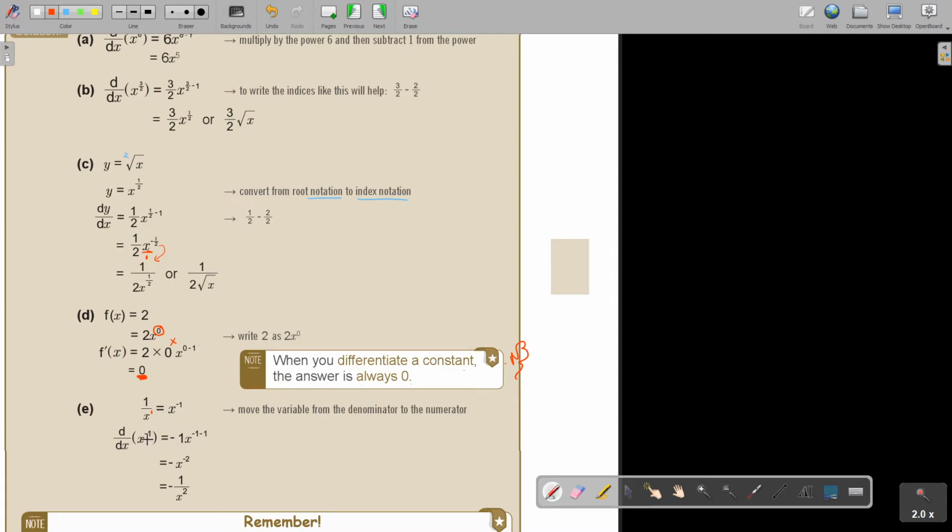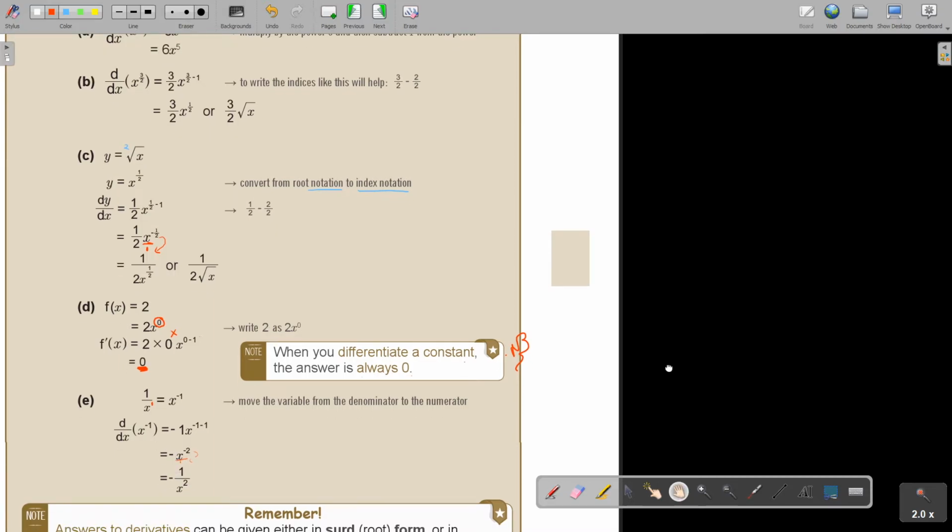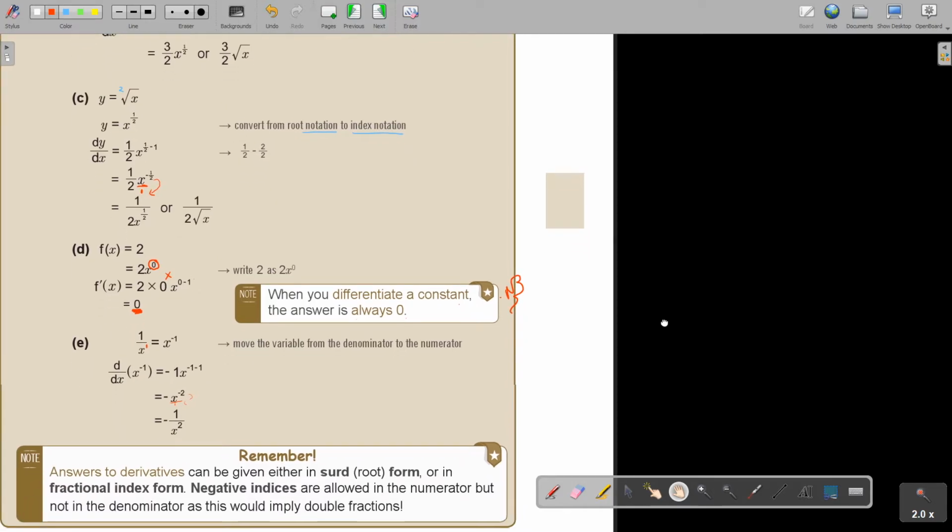So now I will say, okay, I take the index, I multiply it with the coefficient, so I get -1, and -1 subtract another 1 will be -2. And then I don't want to leave it like this. I want to have it positive. So I'm taking it from the numerator to the denominator. Leave that negative in front. Don't throw it away.